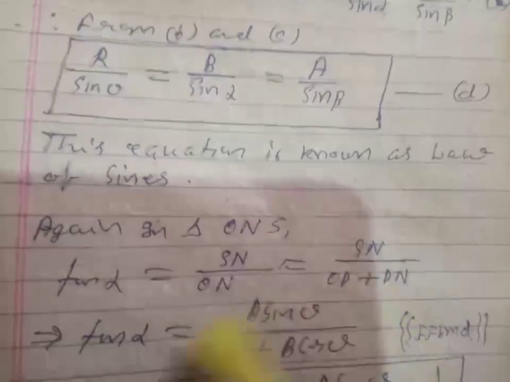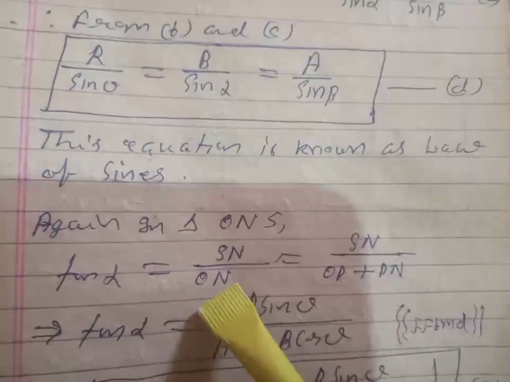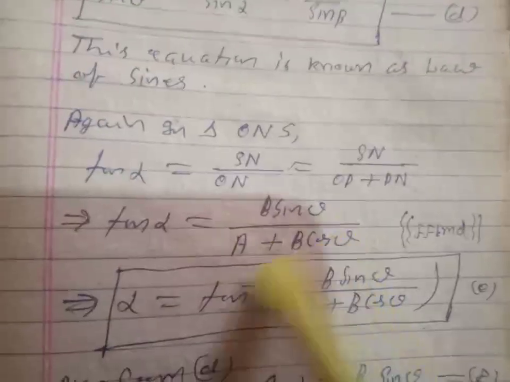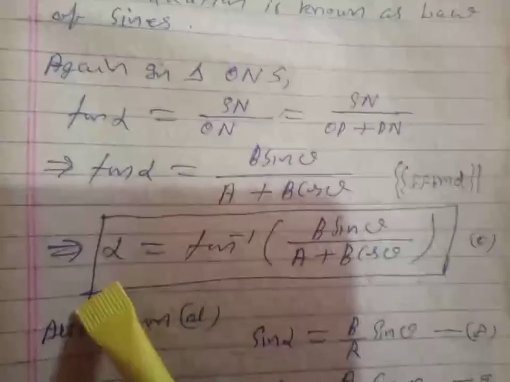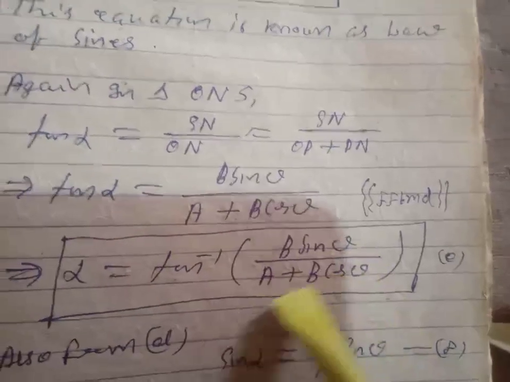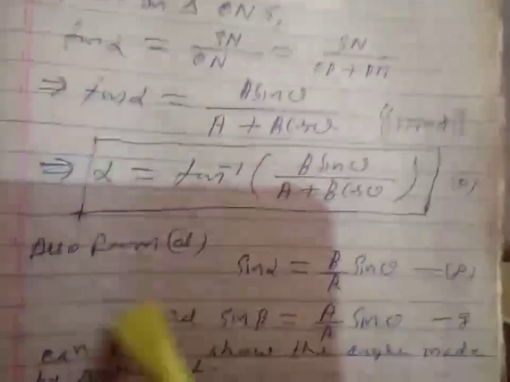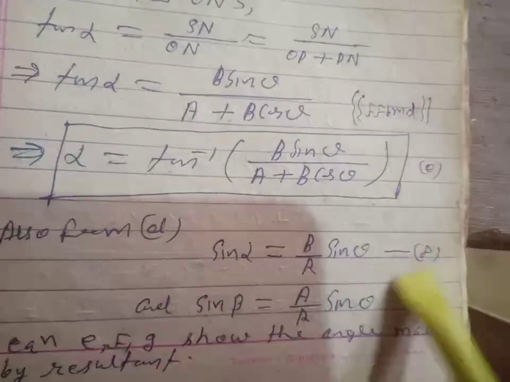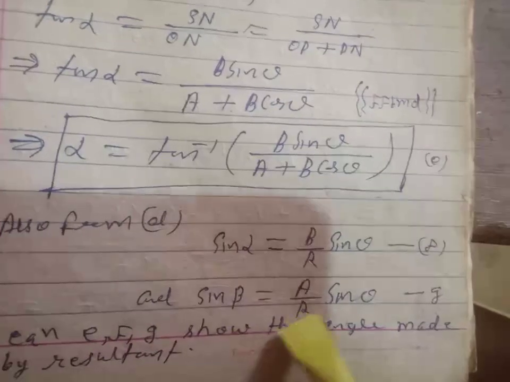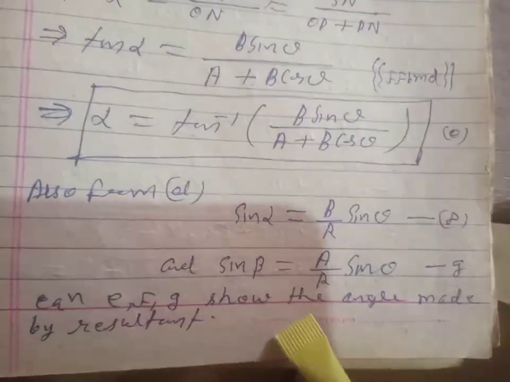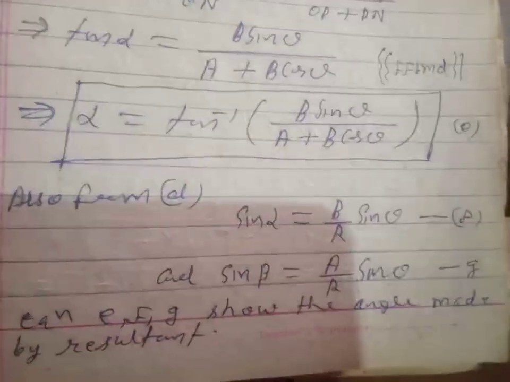Again, in triangle ONS, tan alpha equals SN by ON, equals SN by OP plus PN. This implies tan alpha equals B sin theta by A plus B cos theta, and alpha equals tan inverse of B sin theta by A plus B cos theta. Also from D, sin alpha equals B by R into sin theta, and sin beta equals A by R into sin theta. Equations E, F, G show the angle made by the resultant vector.